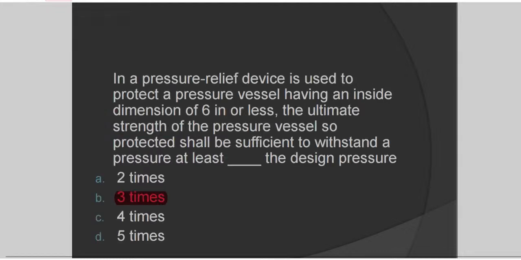If a pressure relief device is used to protect a pressure vessel having an inside dimension of 6 in or less, the ultimate strength of the pressure vessel so protected shall be sufficient to withstand a pressure at least ____ the design pressure. A. 2 times B. 3 times C. 4 times D. 5 times.